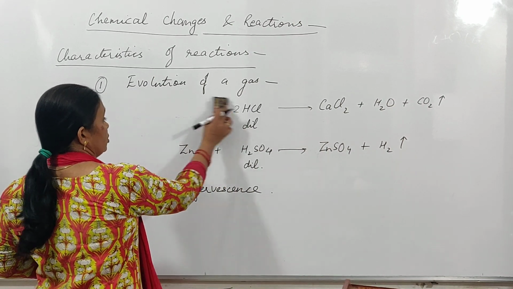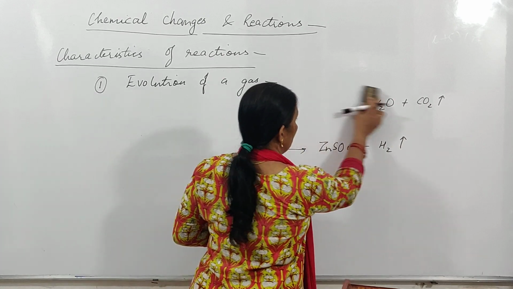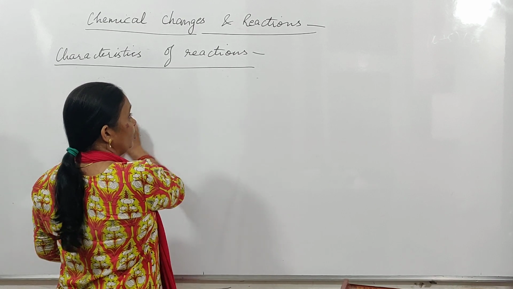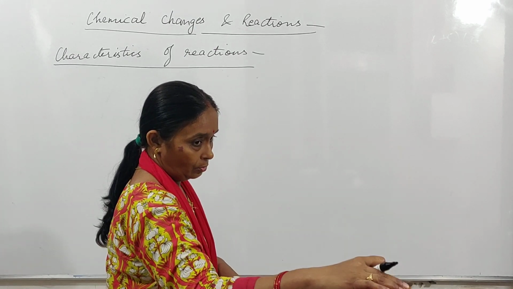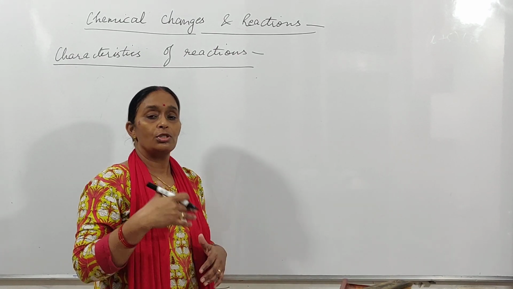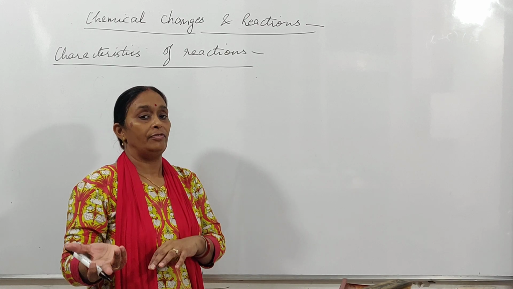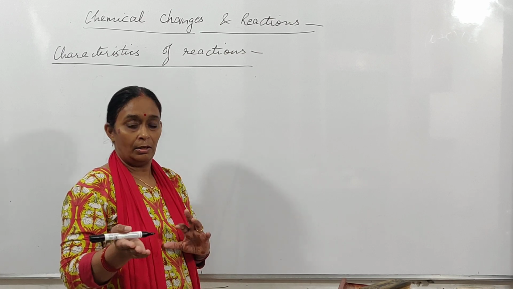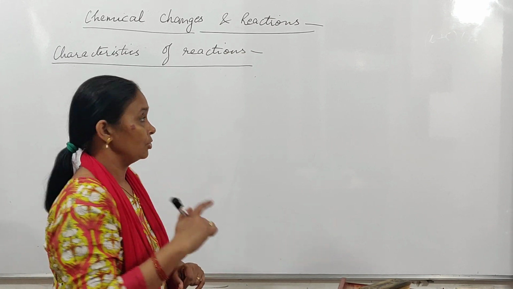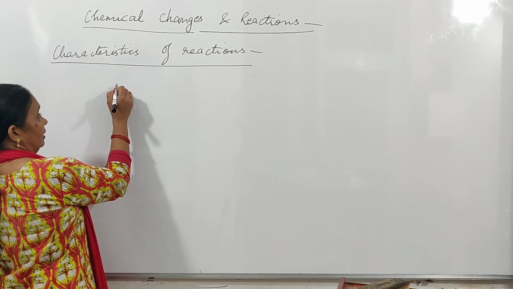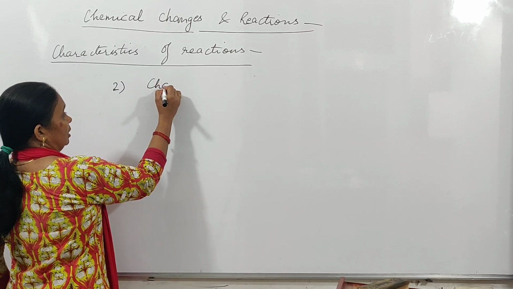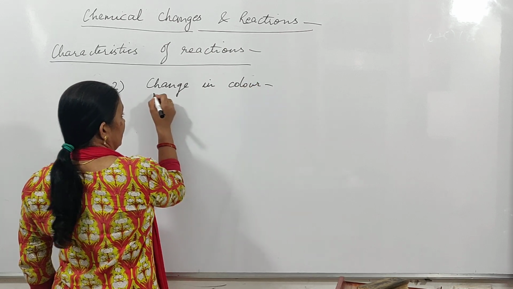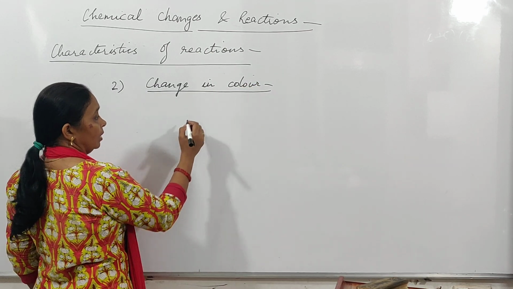Now in certain reactions you also see change of color. It means the reactant shows a change in color, meaning the product is of a different color. So you can very well see the change in color taking place during a reaction. So the second characteristic is change in color. Let us take an example of this.